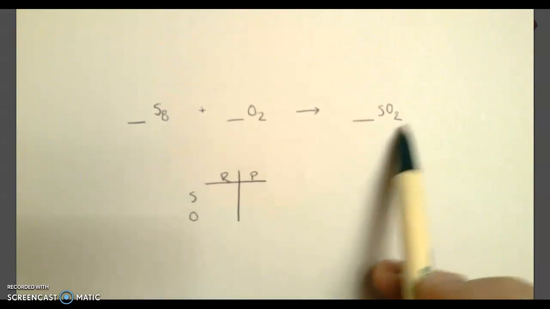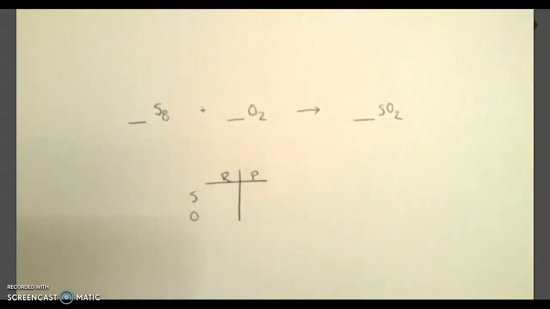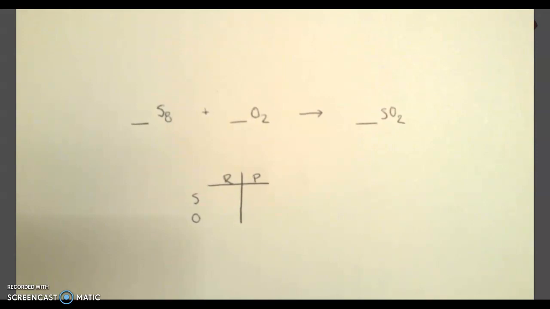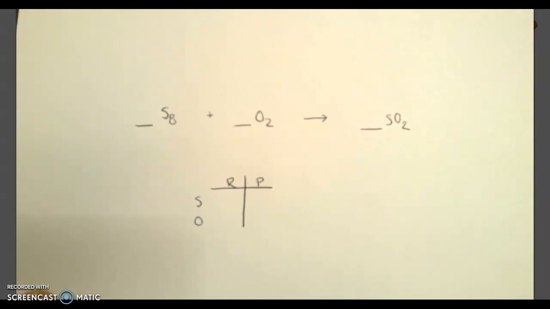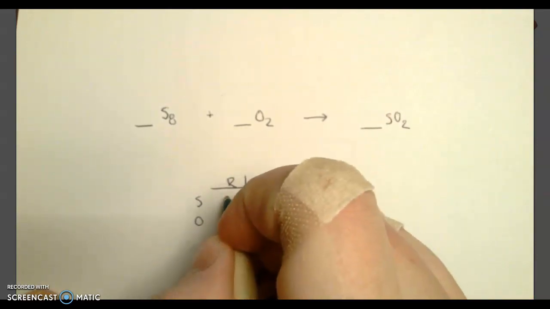Those two are getting smushed together and making SO2. So this is a synthesis, again. Let's go ahead and start doing our balancing. The first step in balancing is to do an atom inventory and see if it's already balanced. It's kind of nice when it is.